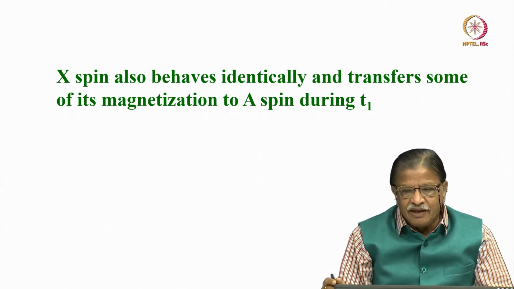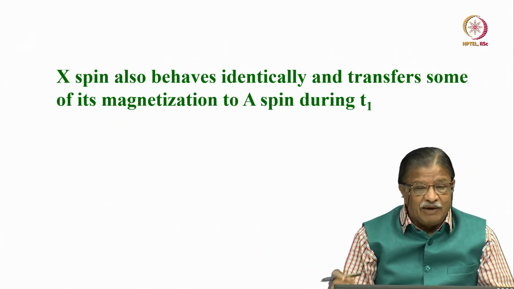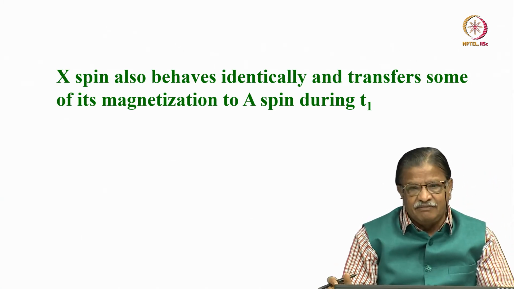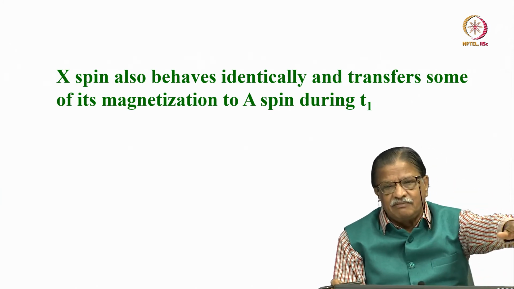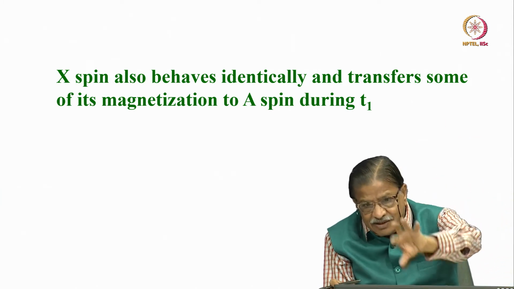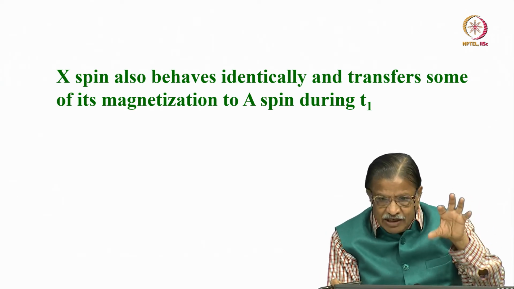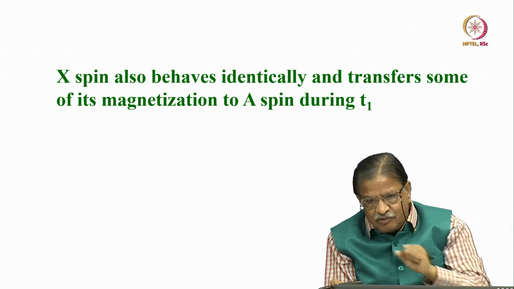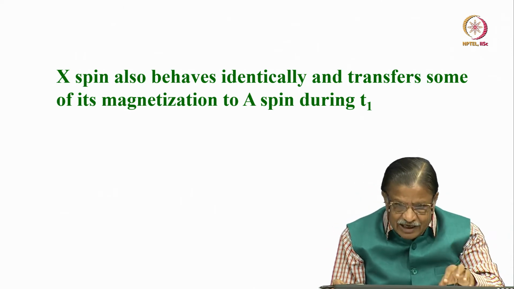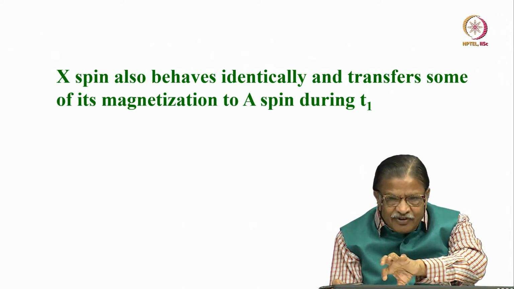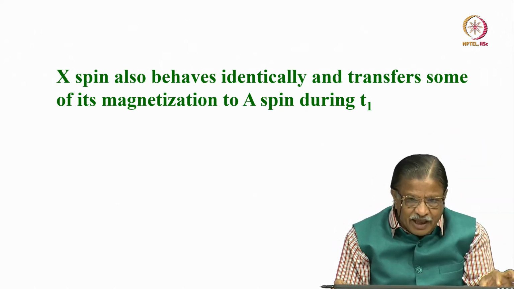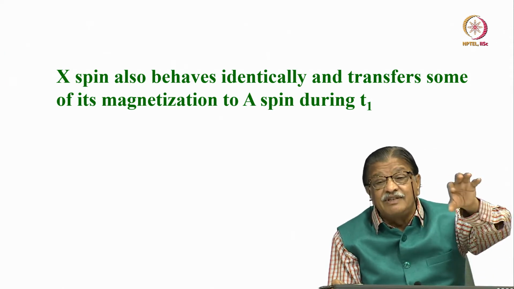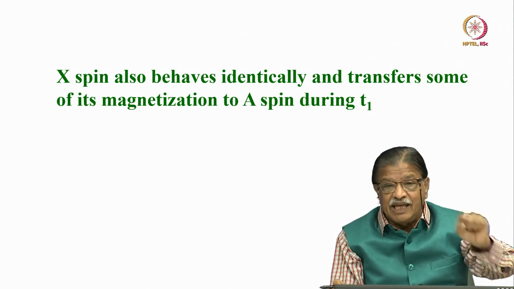Okay. Now, you may ask me what will happen to the X spin. I was discussing the A spin. Identical behavior. The X spin also behaves like the A spin. That means it evolves at its own chemical shift frequency in the T1 period and also in the T2 period, giving us a diagonal peak, and gives part of its magnetization to spin A and evolves in the T2 dimension at the frequency of spin A, at the chemical shift of spin A.